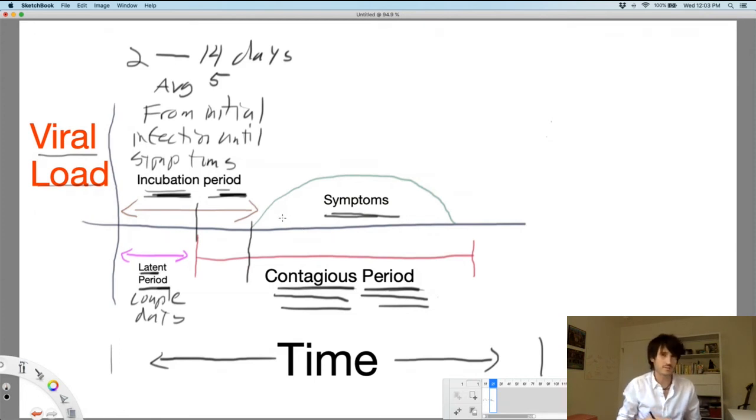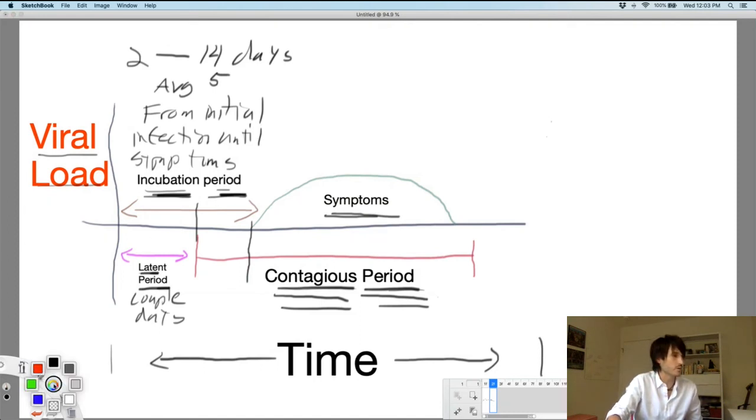So that's why we've started putting these other security measures in place, like masks, for instance. We'll talk about that in the next video. Masks are a really great way to ensure that you're not spreading the virus to other people, even if you don't know you're sick. Okay, so now let's look at the viral load.